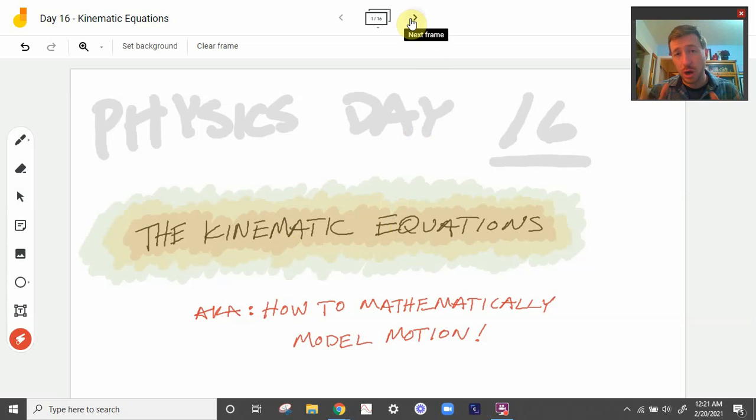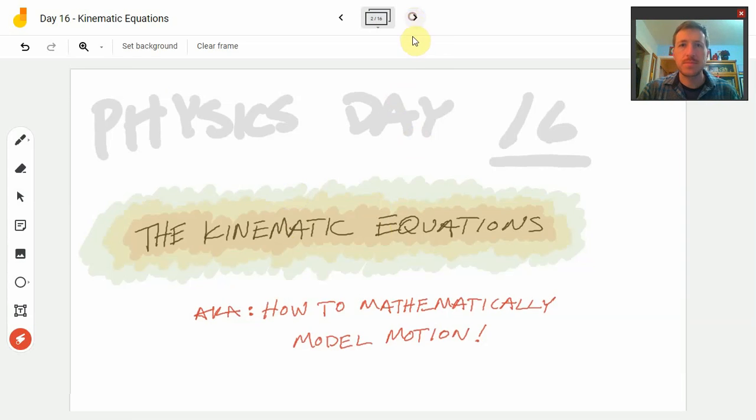Definitely follow along with this in your notes. You'll want to have these equations in your notebook. We'll be using them for the homework today, and we'll be using them throughout the rest of the quarter.